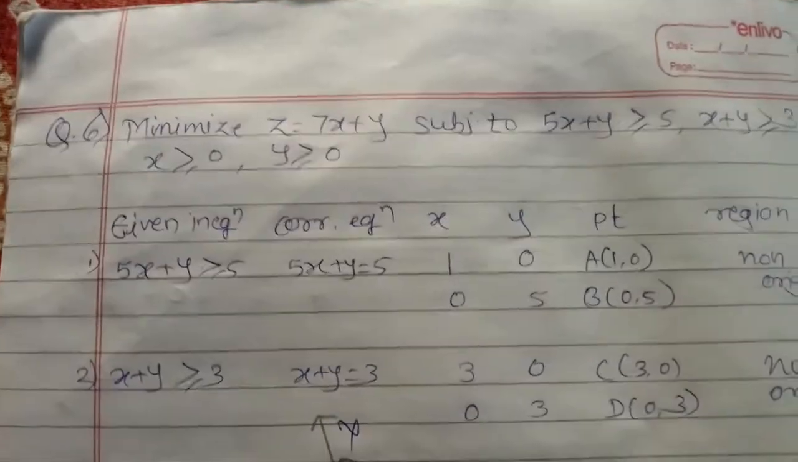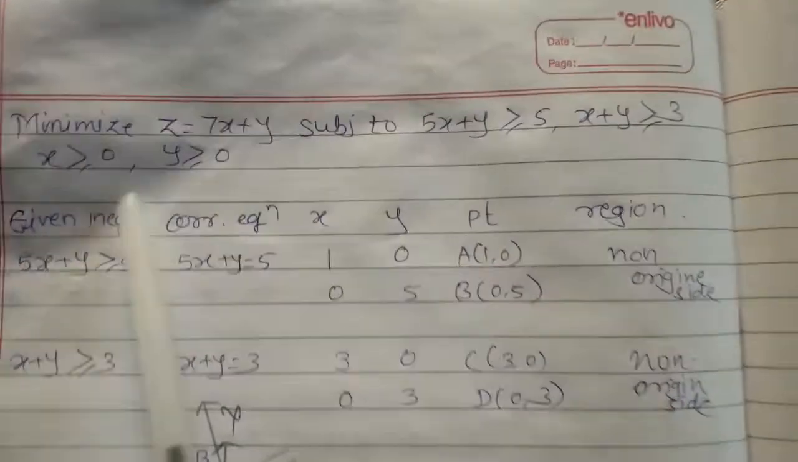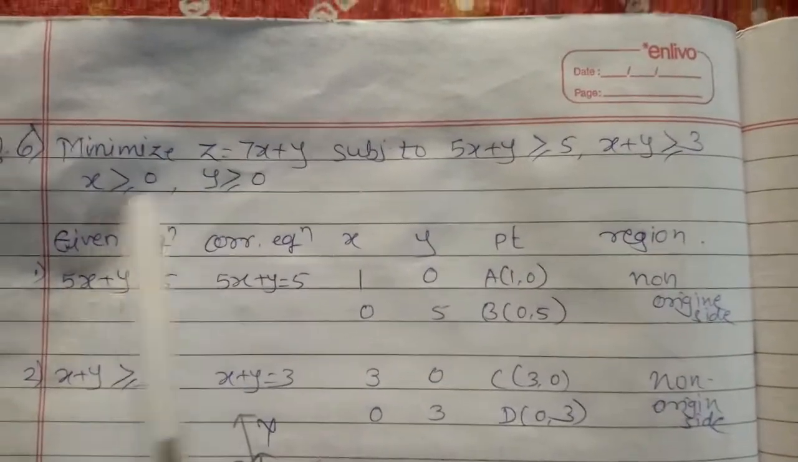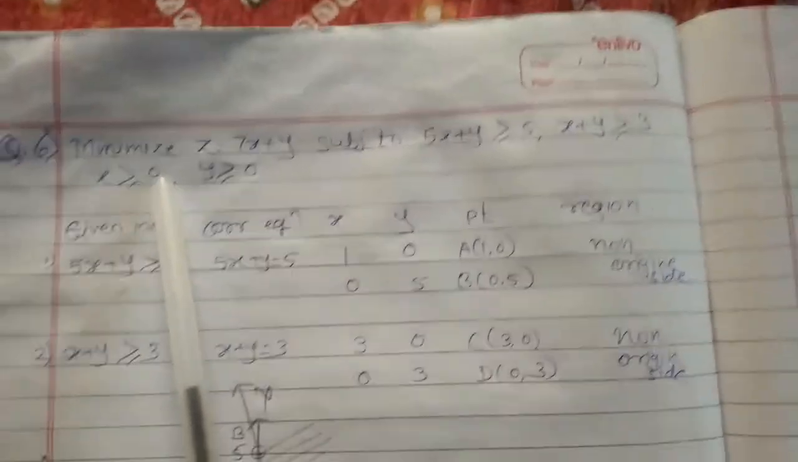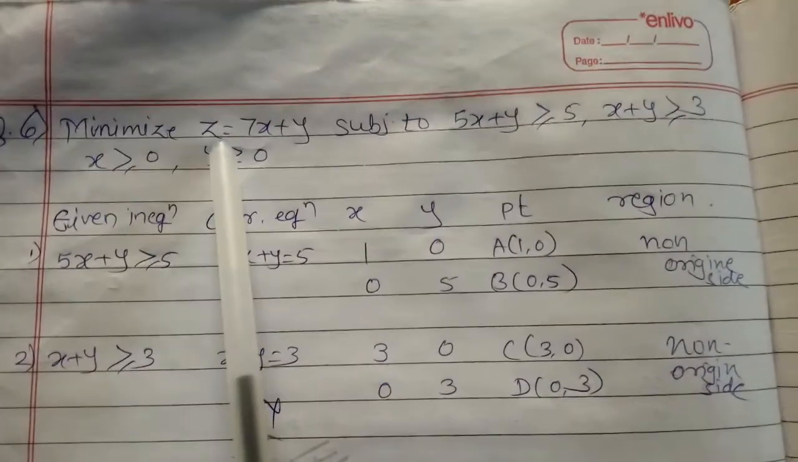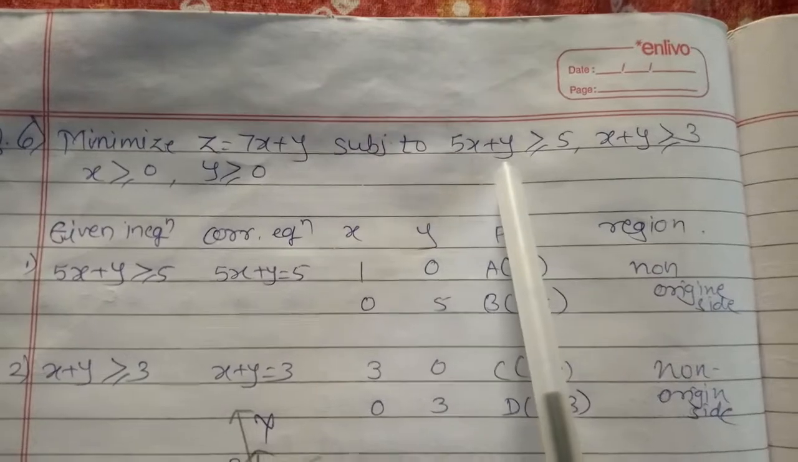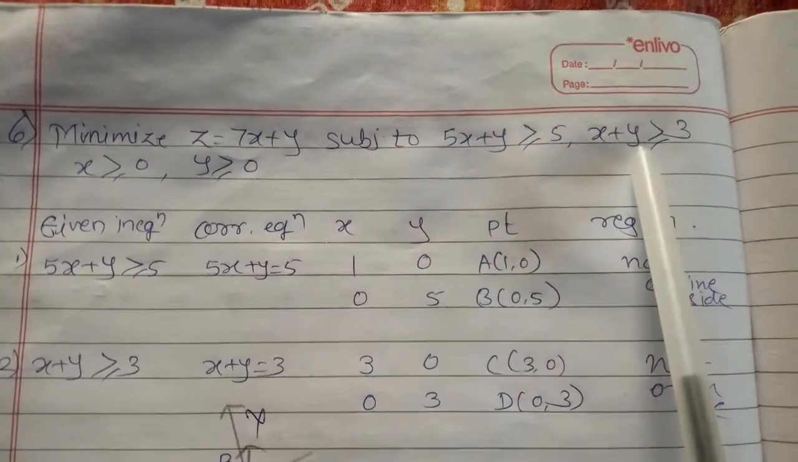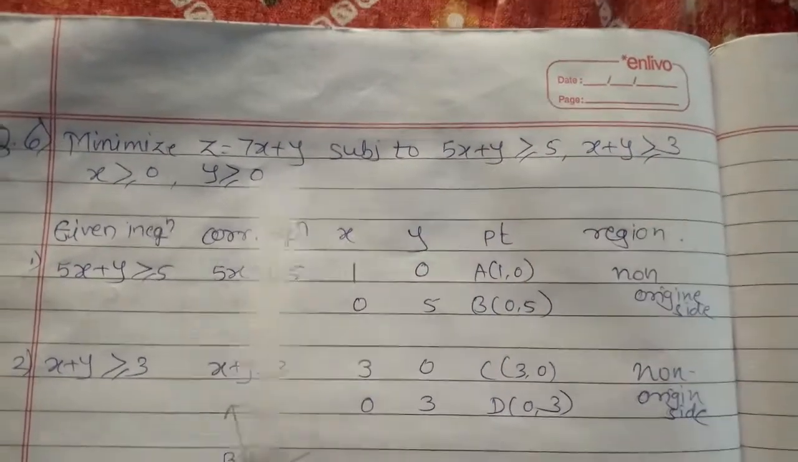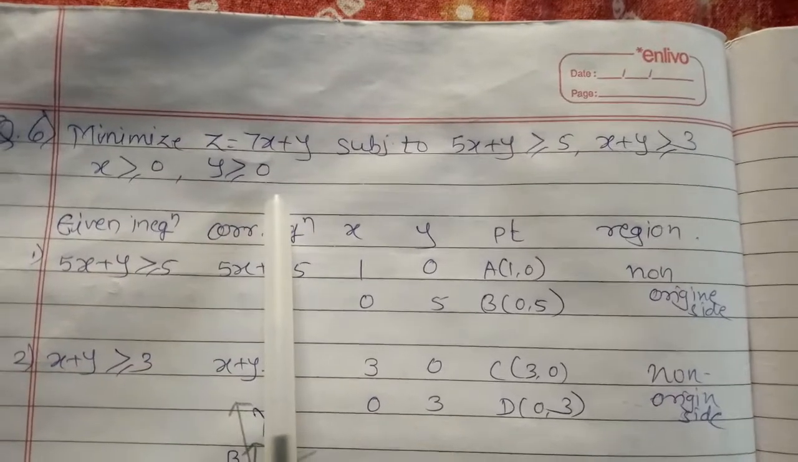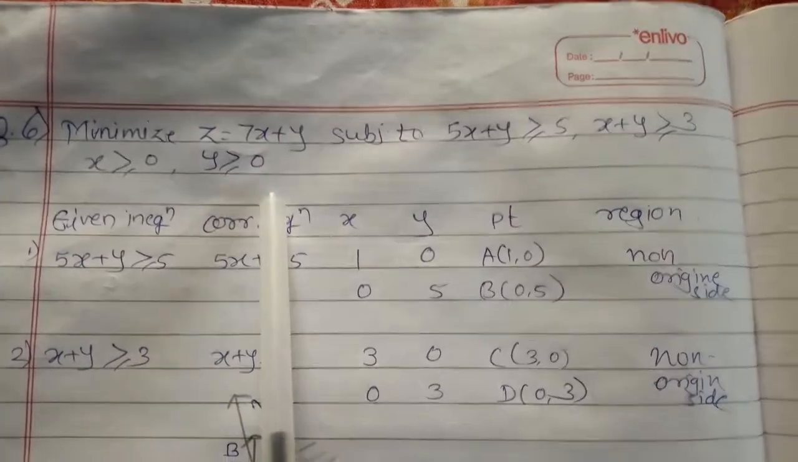minimization. So this is a different example, because the first examples are related to maximization. Now here we have to minimize. So minimize z is equal to 7x plus y subject to 5x plus y greater than or equal to 5 and x plus y greater than or equal to 3. x is greater than or equal to 0 and y is greater than or equal to 0.